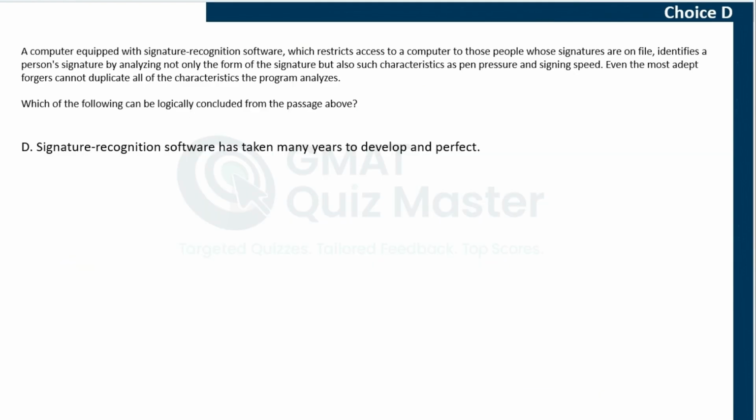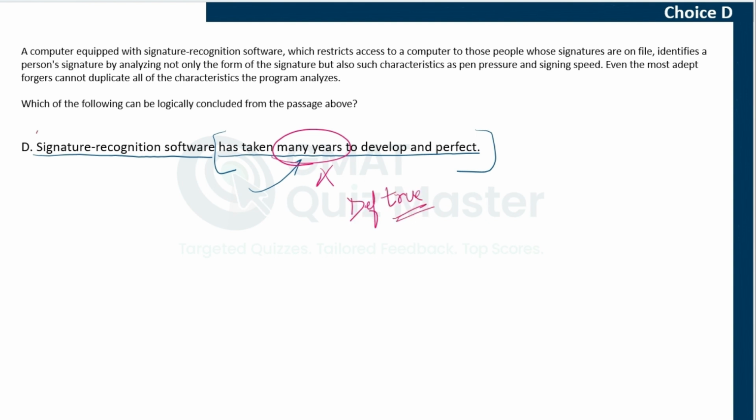With that, let's come to choice D. Choice D, signature recognition software has taken many years to develop and perfect. Now, the passage does not tell us how much time the signature recognition software has taken to develop and perfect. So we cannot say that it has taken many years. So this is not something that is definitely true as per the passage. So this choice is incorrect. Now, if you selected this choice, you need to update your bridge table for this choice, to record what made you select this answer choice: the passage logic, or not being sure about what the correct answer choice needs to convey, or the meaning of this choice, or its alignment with the correct answer choice.